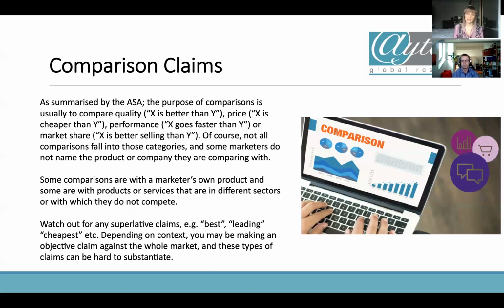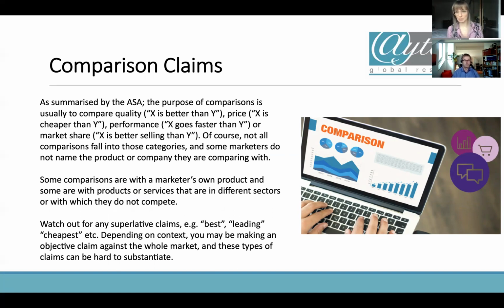And really touching on the regulation side of comparison claims as well. So obviously this isn't just about the sample size, but just things to think about, and how important it is to have really reliable data, essentially. So just some information from the ASA again, about what the purpose of comparisons really are.